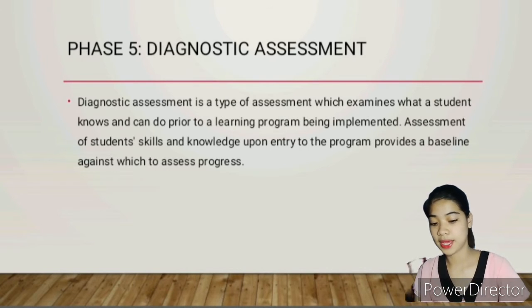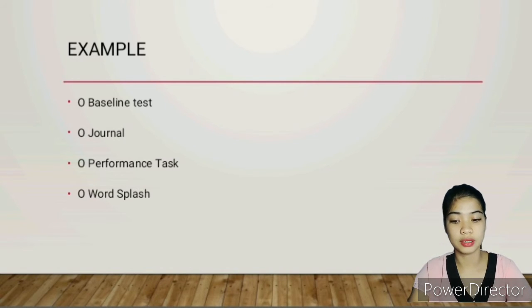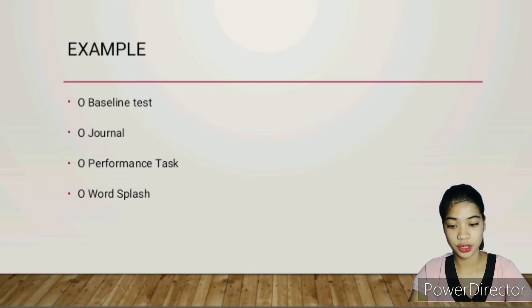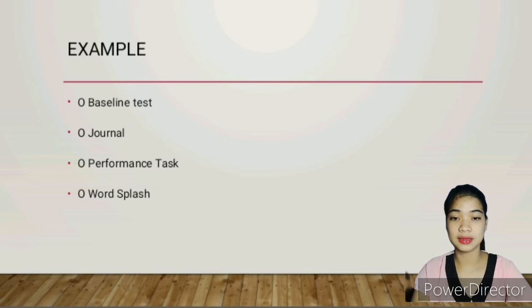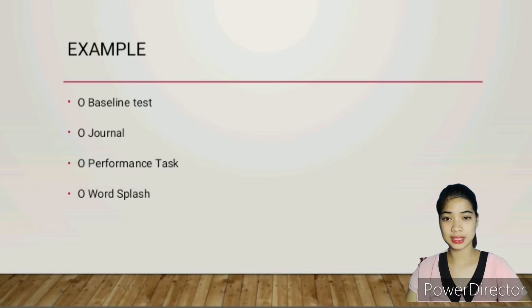For example, a baseline test, journal, performance task, or word splash that assesses a learner's current knowledge base, or current views on a topic or issue to be studied in the course. This method allows the instructor and students to chart their learning progress by comparing the pre- and post-test results. So, it is a test for the students. It is to test the students' strengths and weaknesses.